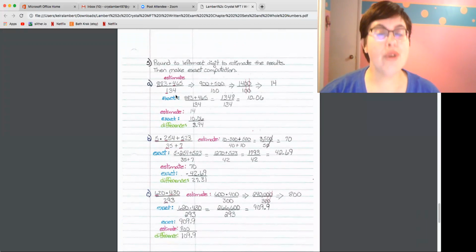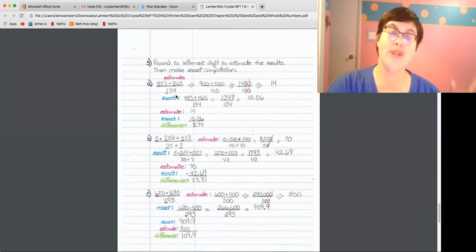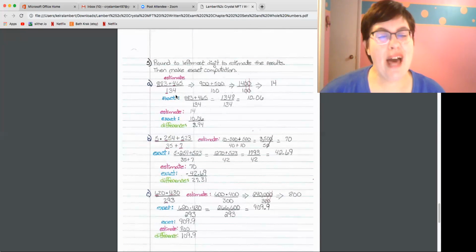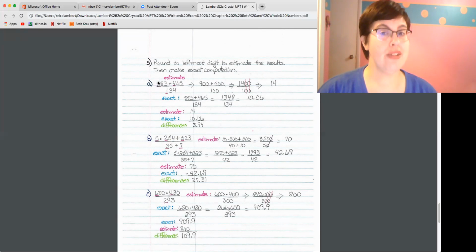Number 5, we're rounding to the leftmost digit. And I'm probably doing this backwards since you're looking at it. So we're going to look at the number farthest to the left. And I understand that sometimes students get confused with this. So we're rounding all the way to the left. So in this problem, we're looking at 883. We want to round 9.